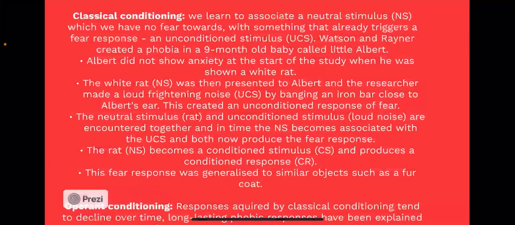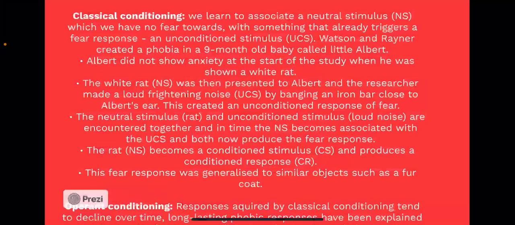So classical conditioning. We learn to associate a neutral stimulus, which we have no fear towards, with something that already triggers a fear response, an unconditioned stimulus. An example of this is Watson and Rayner. They created a phobia in a 9-month-old baby called Little Albert. Albert did not show anxiety at the start of the study when he was shown a white rat. The white rat, neutral stimulus, was then presented to Albert, and the researcher made a loud, frightening noise, which was the unconditioned stimulus, by banging an iron bar close to Albert's ear. This created an unconditioned response of fear.